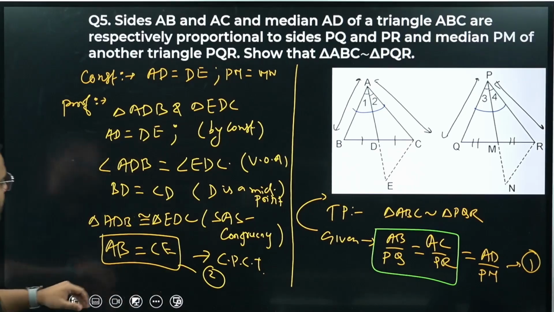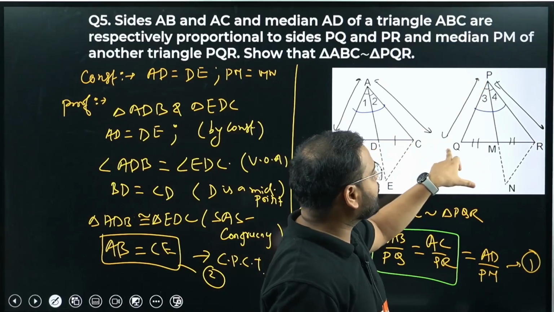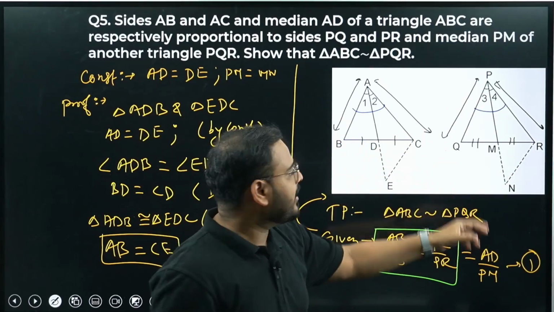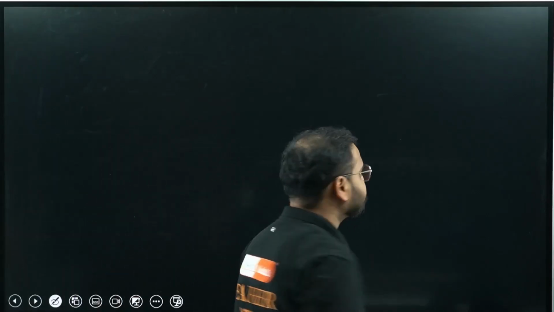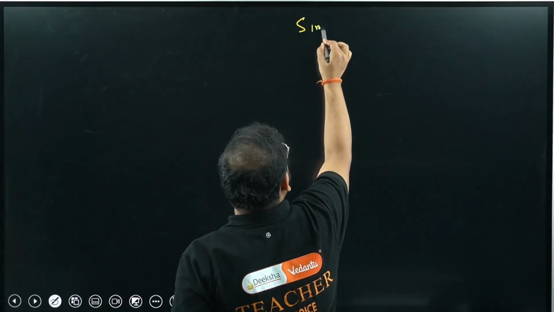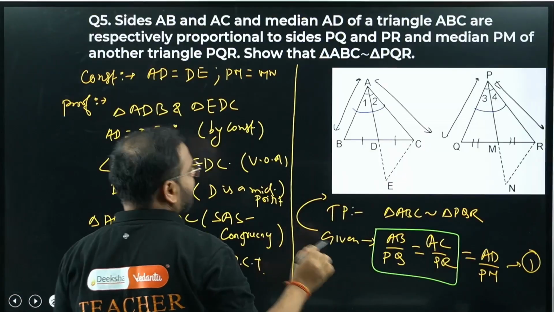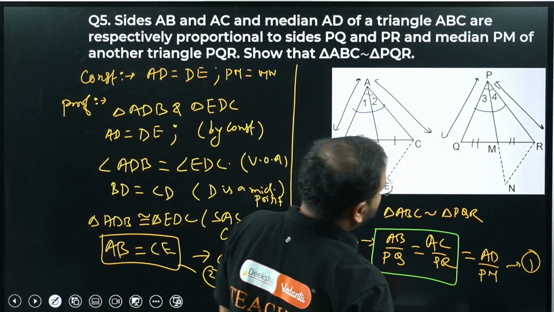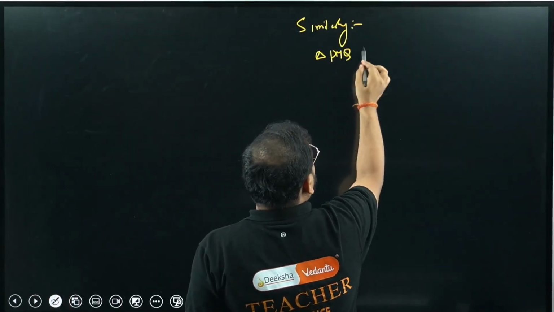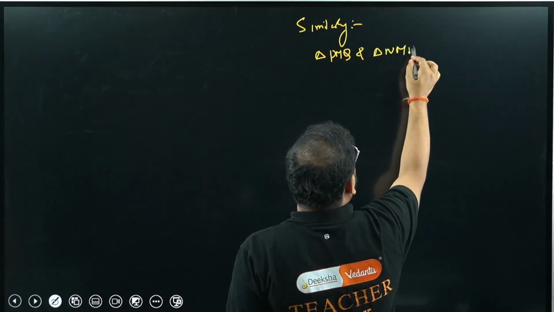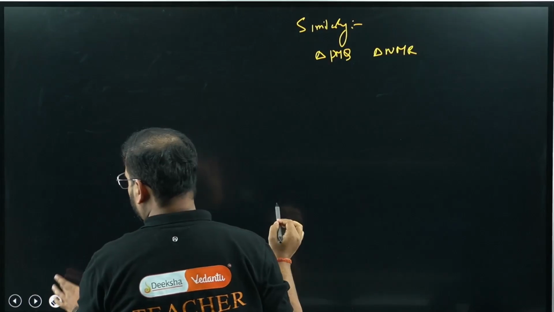Similarly, I can do what? I got AB and CE equal. Similarly, I can write triangle PMQ and RMN will be congruent, and I'll have PQ equals to RN. Let me write it over here. Triangle PMQ is congruent to triangle NMR.